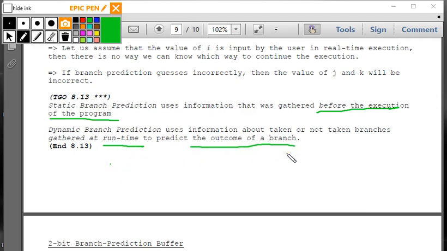So what's going to happen is, when we talk about 2-bit branch prediction, these buffers, we're going to be using the previous prediction to try to guess the next prediction. And we're going to use a finite state machine to do so.